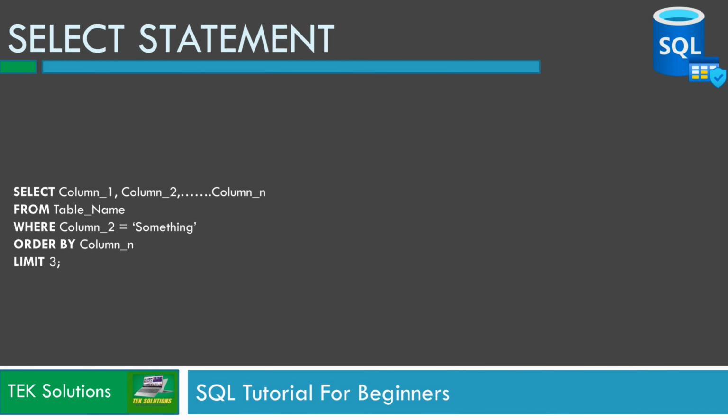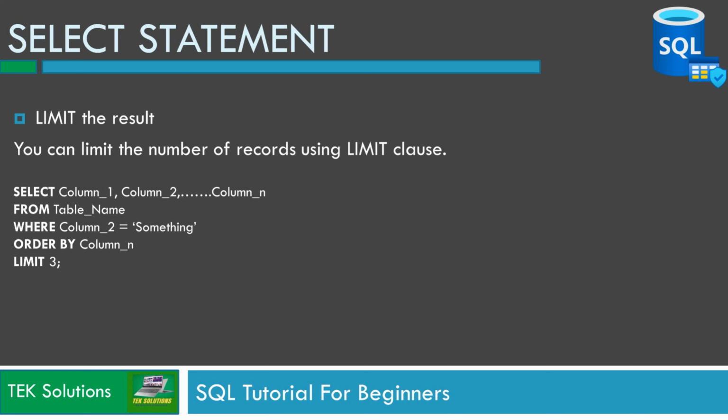Next, let's see the limit keyword with the select statement. You can use the limit keyword to restrict the number of records. What limit will do is give only that number of records, the first extracted records. If you want 3 records, it will display the first 3 records in the result set.